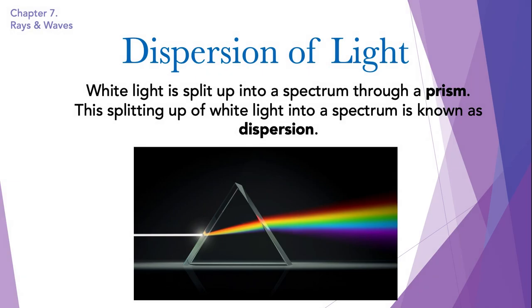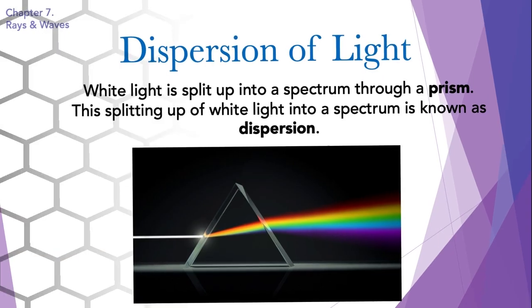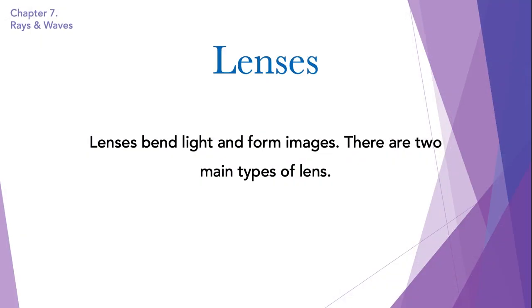So we're going to move ahead now onto another topic of this chapter, which is lenses. Now this is going to be very interesting. So lenses basically refract light to form images. Now we're going to look at the two main types of lenses. These are the convex lenses and the concave lenses.